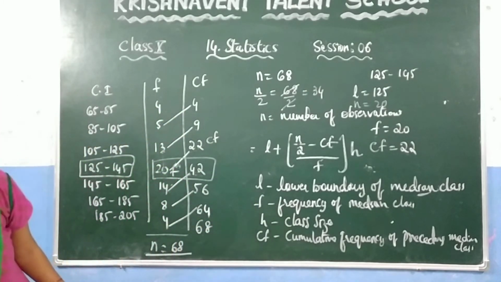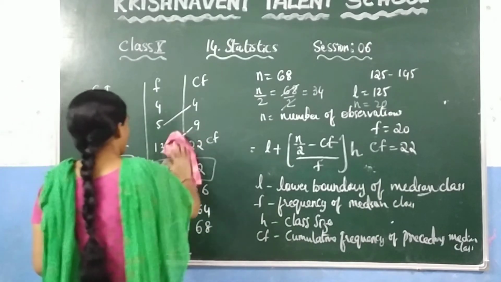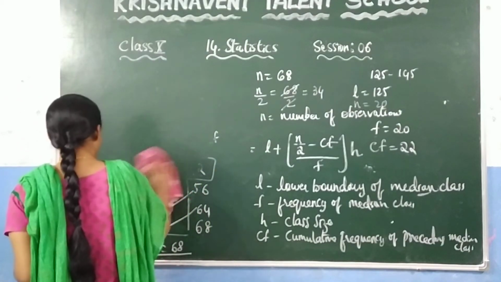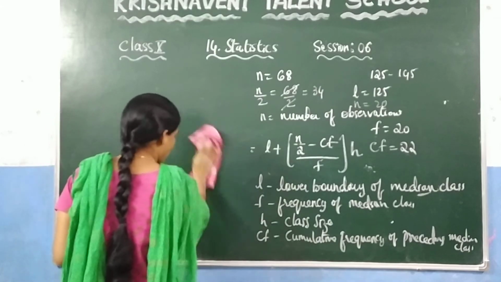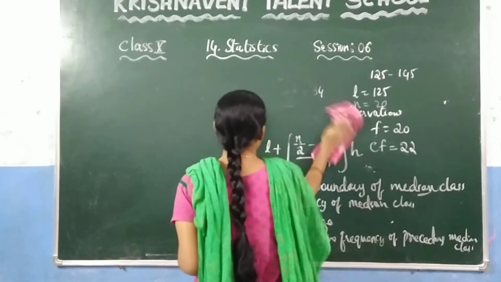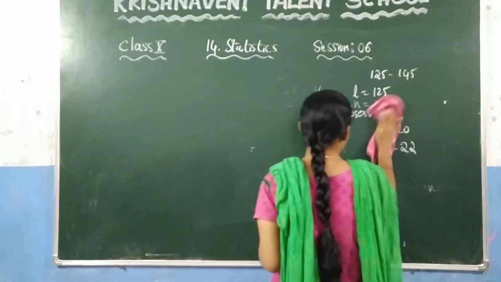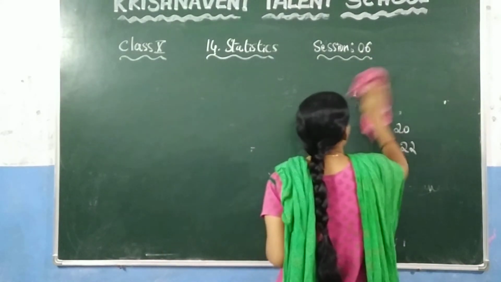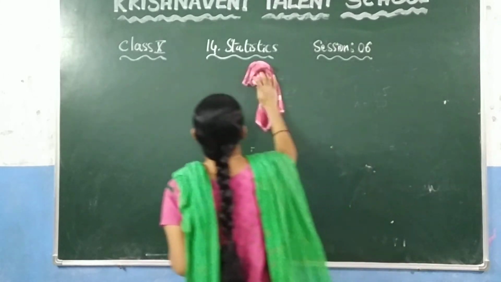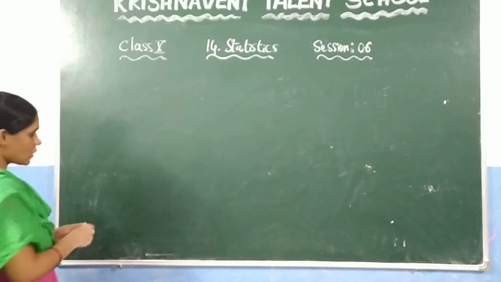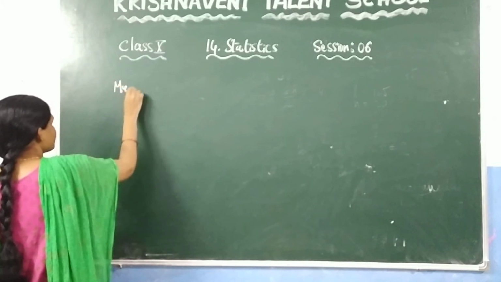Now write this formula here. So like this, you can calculate the median. This is the same problem, it is there in the next exercise. First question, we will do it now. Write about the median. What is meant by the median? The midmost observation, we call it as a median.